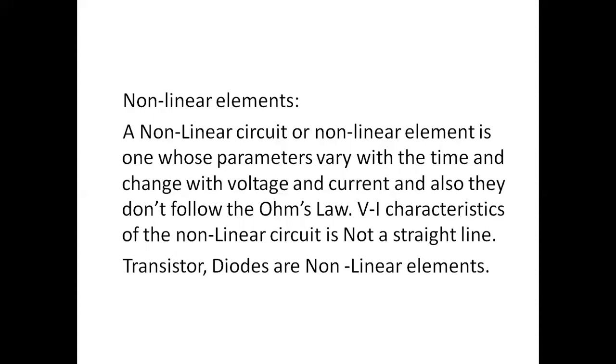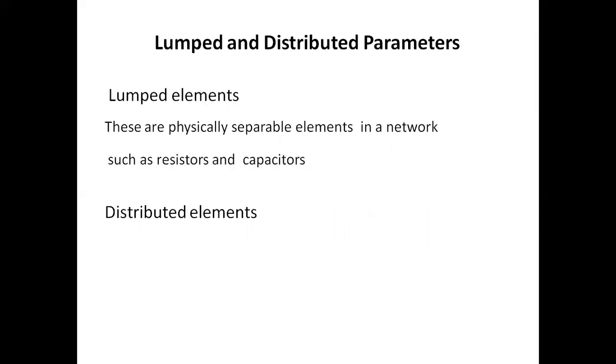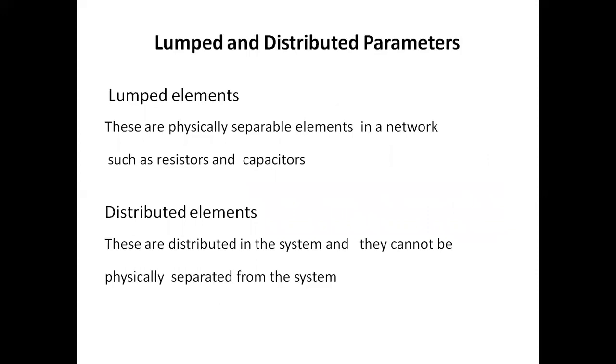Next, lumped and distributed parameters. Lumped parameters are physically separable elements in the network, such as resistors, inductors, capacitors. Distributed elements are distributed in the system and they cannot physically be separated from the system. For example, transmission lines.